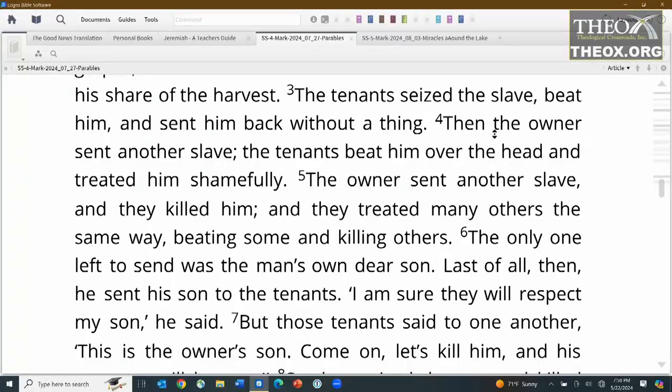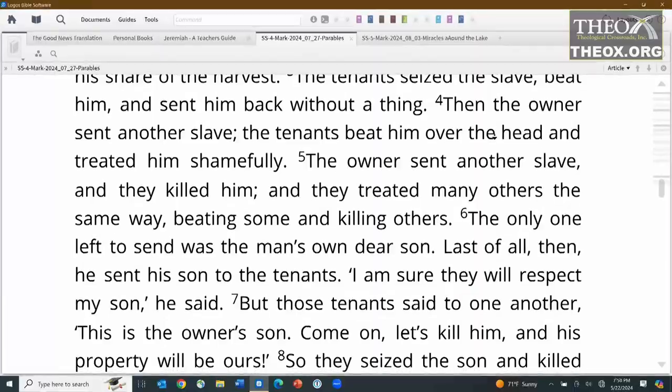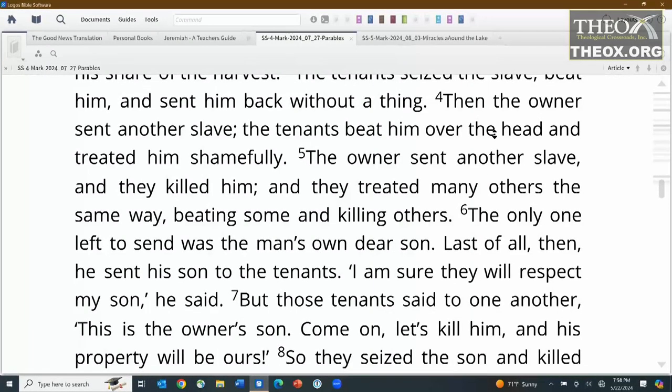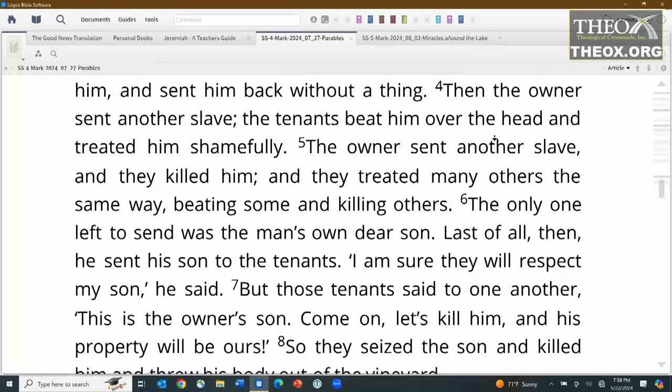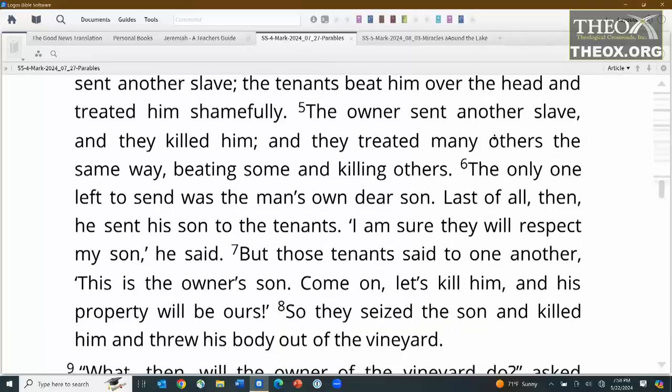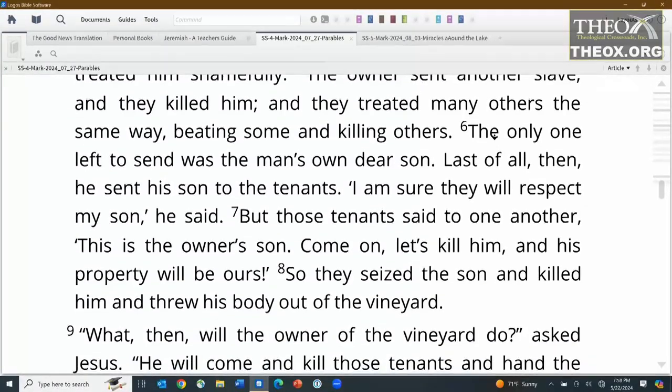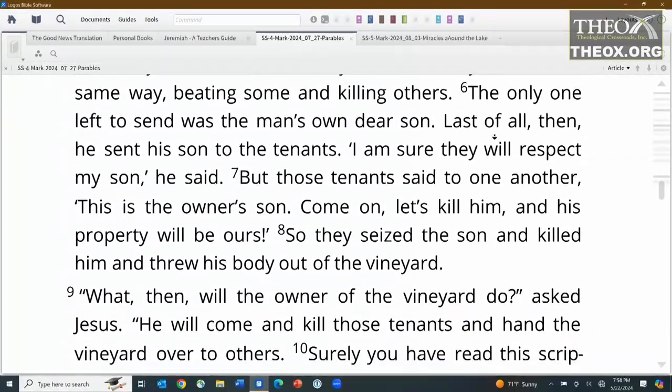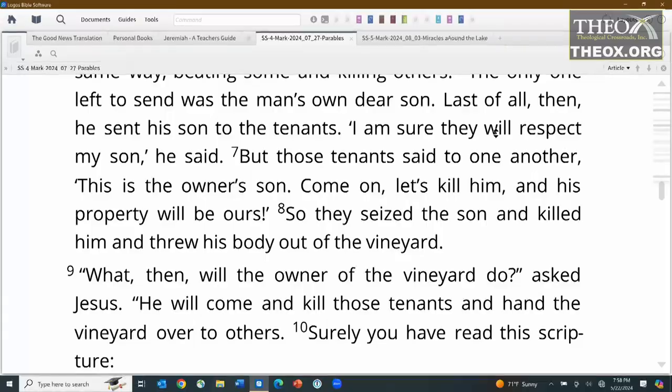The only one left to send was the man's own dear son. "Last of all, then, he sent his son to the tenants. 'I am sure they will respect my son,' he said. But those tenants said to one another, 'This is the owner's son. Come on, let's kill him, and his property will be ours.' So they seized the son, killed him, and threw his body out of the vineyard."